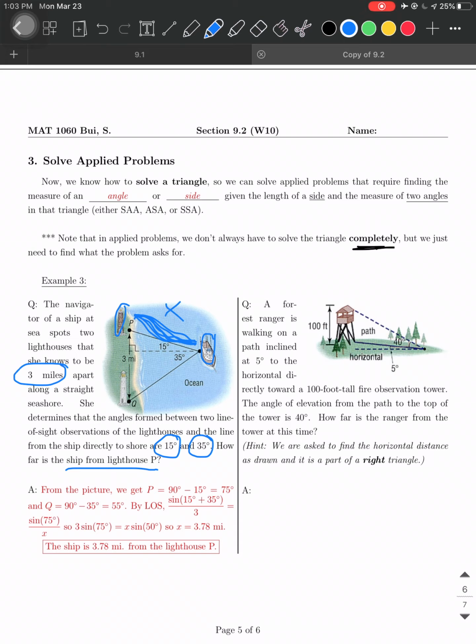My pen is weirdly smearing. I don't know why. Let me erase it and draw it again to make it easier to look at. Here, this is what the question is asking us to find. Let's call it X. We have to find it.